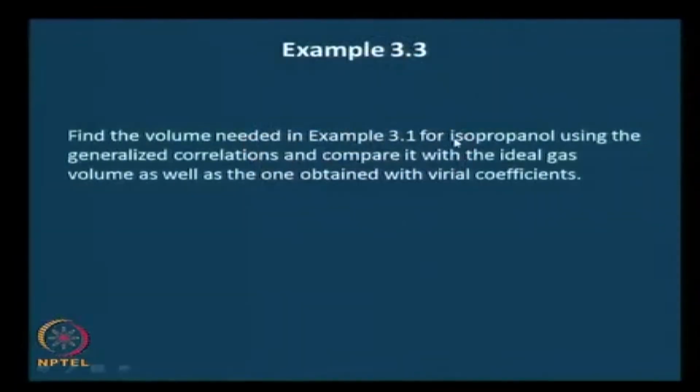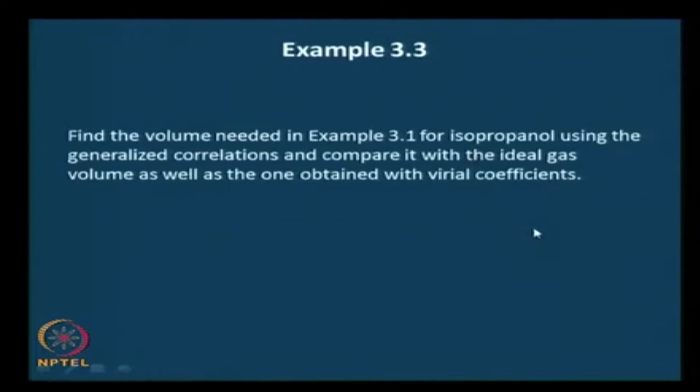What we will start doing in today's class is to get a little more comfortable with the generalized correlations. To do that, we will work out an example or an exercise. This is example 3.3. Find the volume needed in example 3.1 for isopropanol using the generalized correlations and compare it with the ideal gas volume as well as the one obtained with virial coefficients. This is going to be the question. As I said, isopropanol is going to be one of our favorite compounds. It has a lot of biological applications.